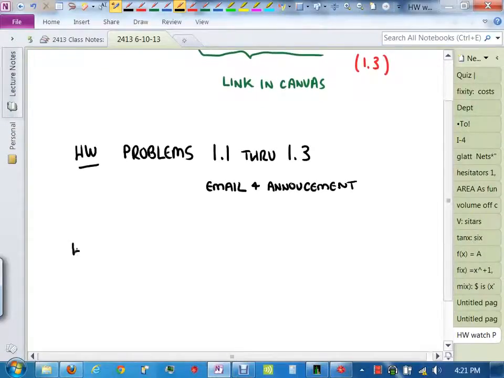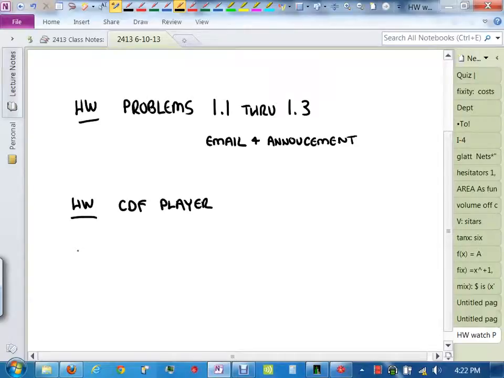Some other things. If you're interested, the CDF player, right? Do you want to download these things? Do you want to be able to click and drag things and arrows like I was doing today? You have to get the CDF player installed on your computer at home. Anything else here? The quiz that's due. What's that quiz? Your life, right? I want to know everything about you now.